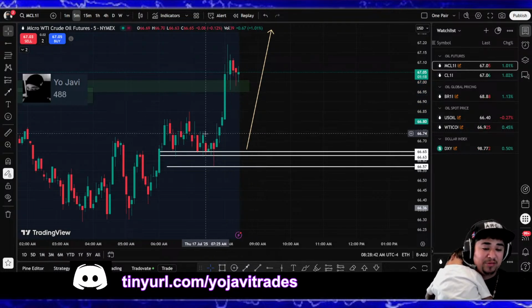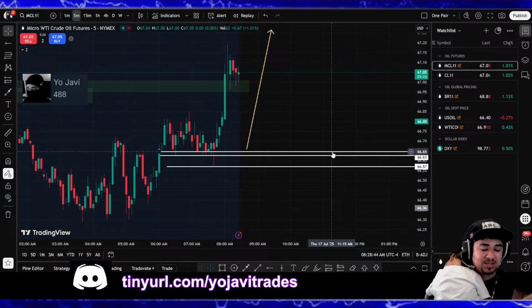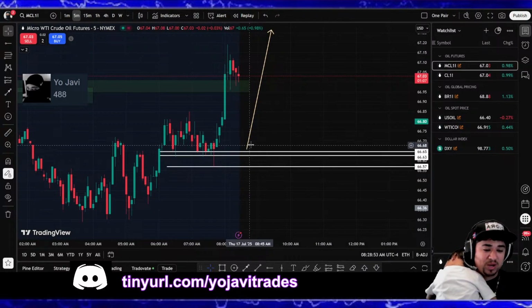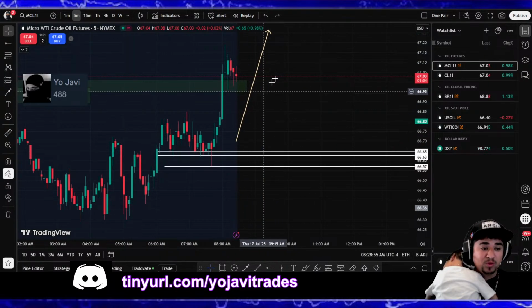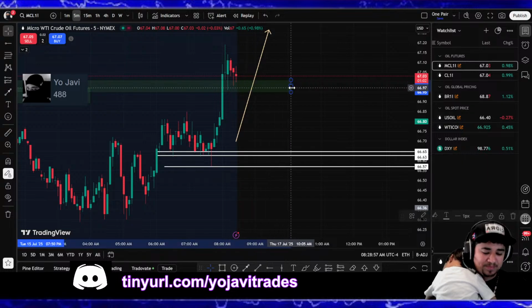If a zone gets broken, I try to see why it got broken. Is there support? Is there resistance? Is there liquidity right below, right above? I ask myself these questions and I get ready for the move still. That's something I do.